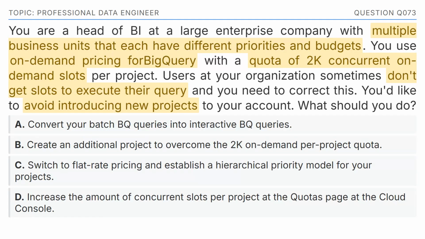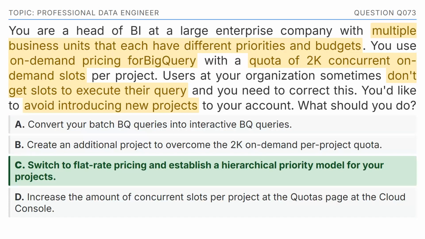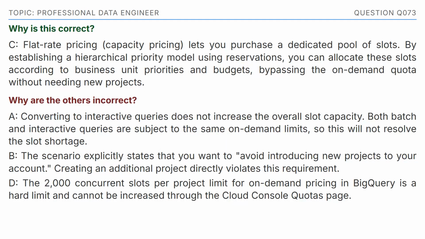To arrive at the correct answer, we focus on the keywords: multiple business units that each have different priorities and budgets, on-demand pricing for BigQuery, quota of 2K concurrent on-demand slots, don't get slots to execute their query, avoid introducing new projects. The correct answer is option C, switch to flat rate pricing and establish a hierarchical priority model for your projects. Why is this correct?